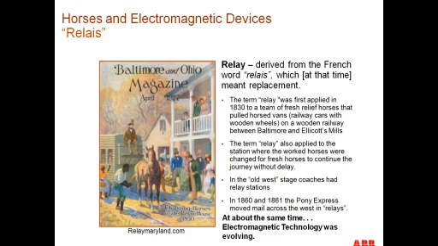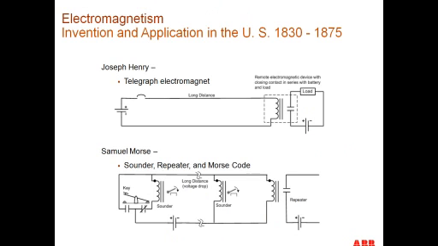The first electromagnetic relay, or invention using electromagnetism, was invented and applied for a U.S. patent between 1830 and 1875. Joseph Henry had a telegraph electromagnet where he took a battery and connected a relay to it, and then connected over a long distance to a receiver that could decode his opening and closing of the switch by the discharge and the second relay.